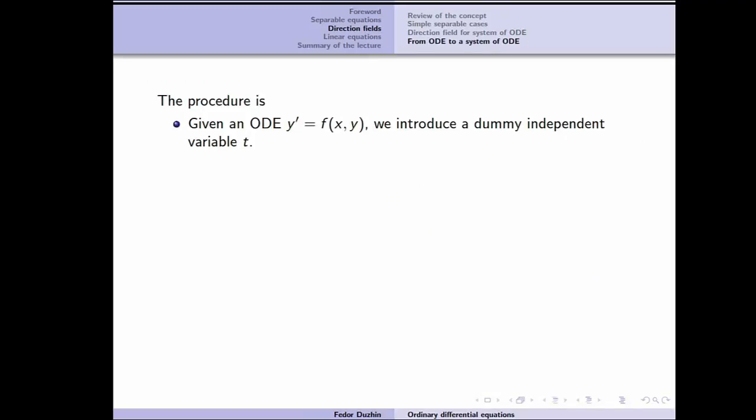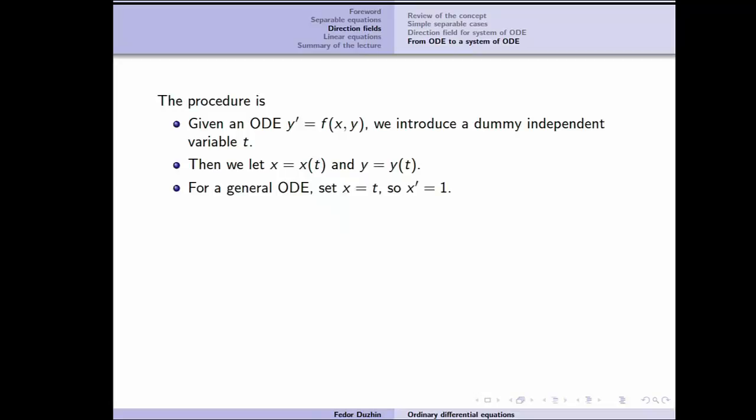Alright, now it is possible to convert every single differential equation into a system of two autonomous differential equations. Basically, we need to introduce a dummy variable t, right? So we let both x and y be functions of t, but then the first equation of the system is just x equals t.